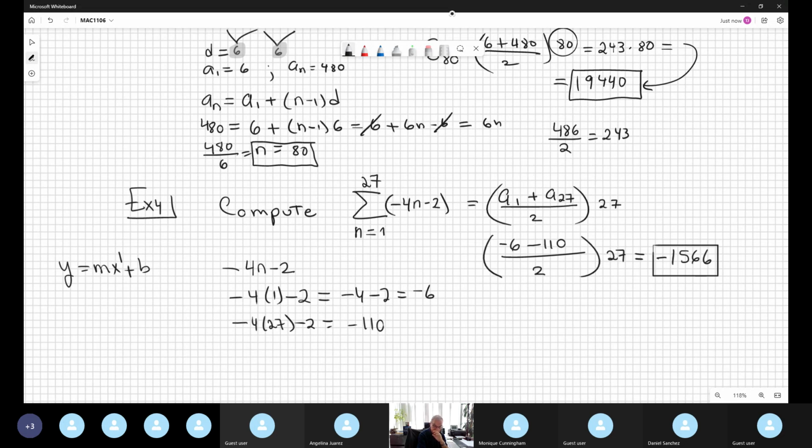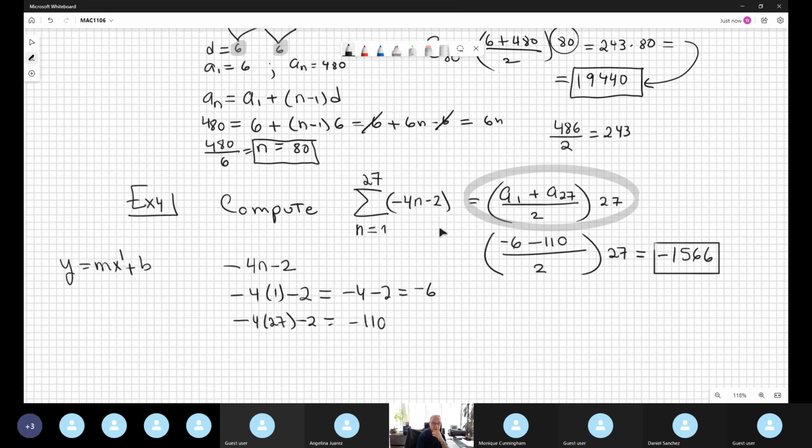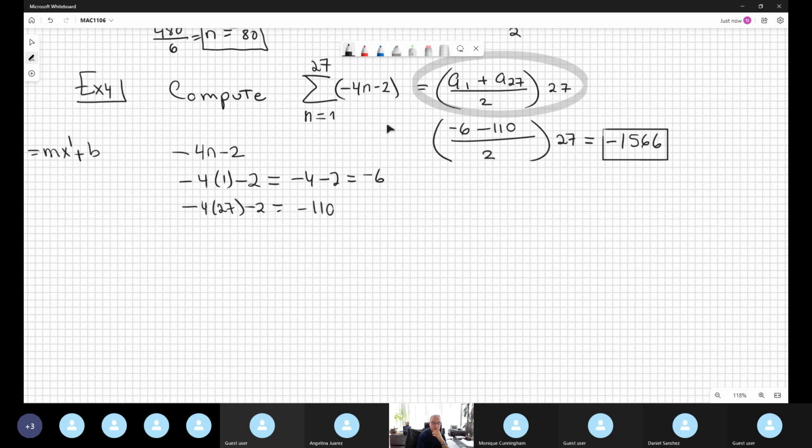Okay, this is a possibility that matches perfectly for the topic we are studying now. However, some people don't remember that formula very well. Suppose you don't remember it, and you need to manipulate using the property for the summation notation. Okay, let's do it. This is the summation for n equal 1 to 27 of -4n minus 2.